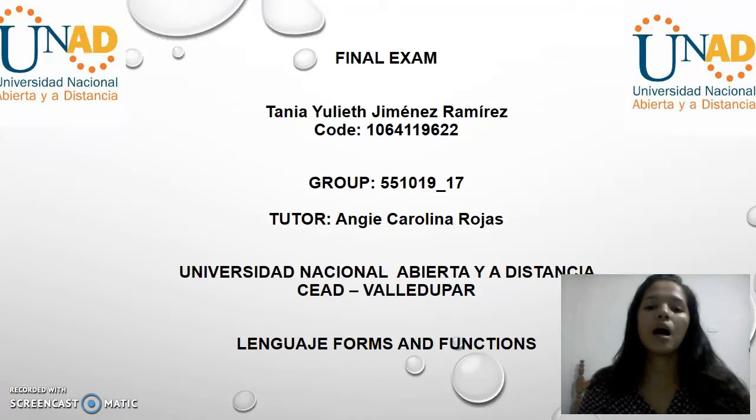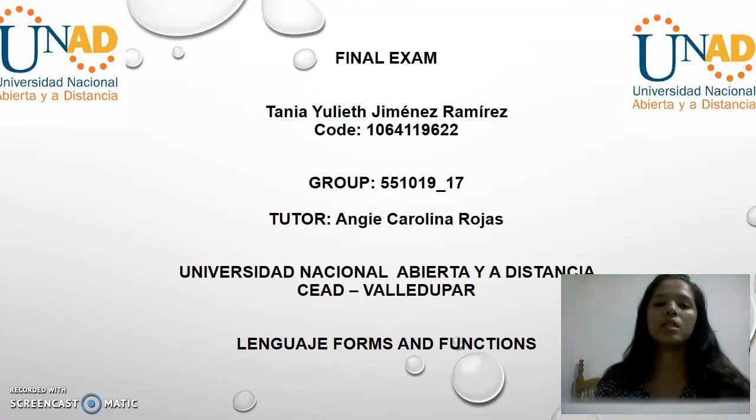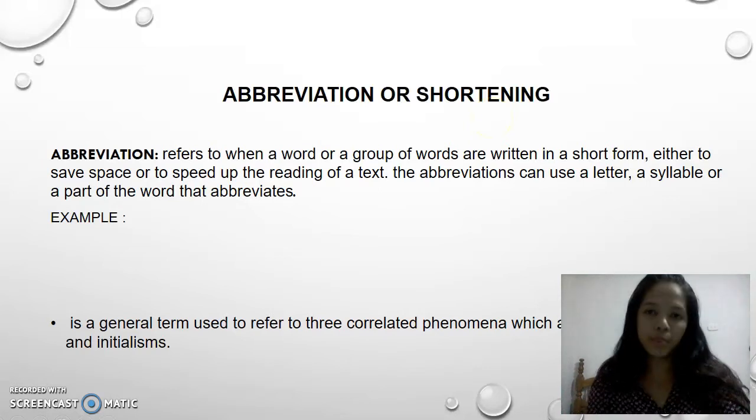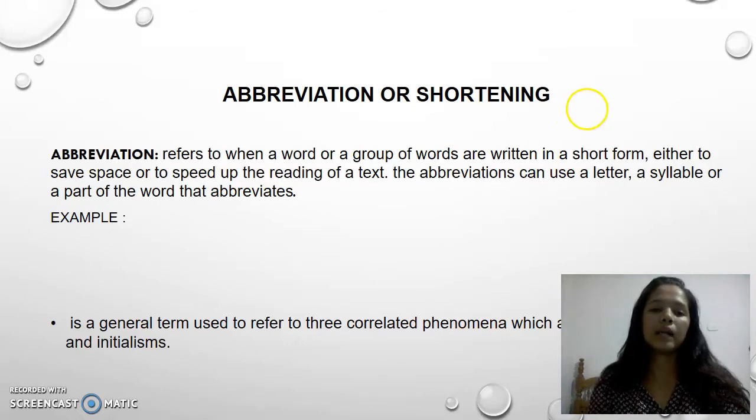Below is a brief description of the subject. Abbreviation or shortening. Abbreviation refers to when a word or a group of words is written in a short form, either to save space or to make reading of a text easier. An abbreviation can use a letter, a syllable, or a part of the word that it abbreviates.